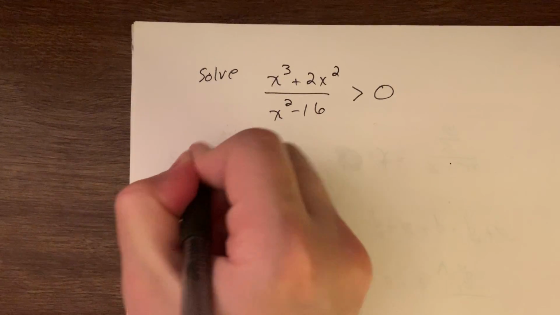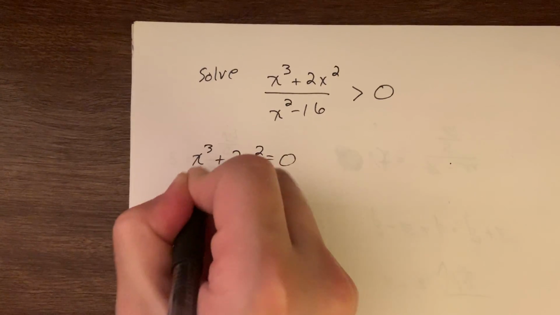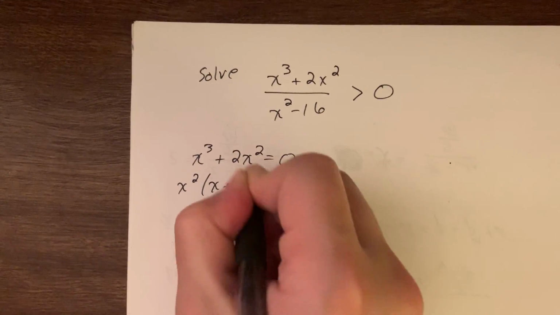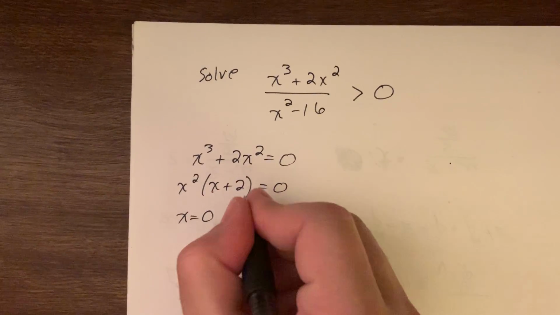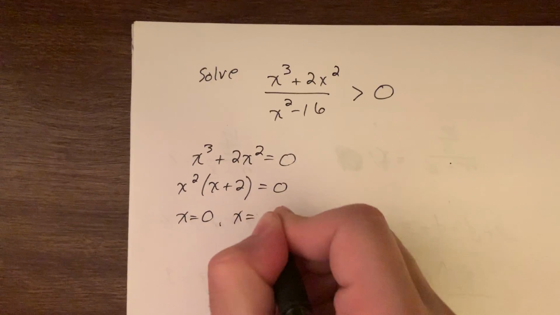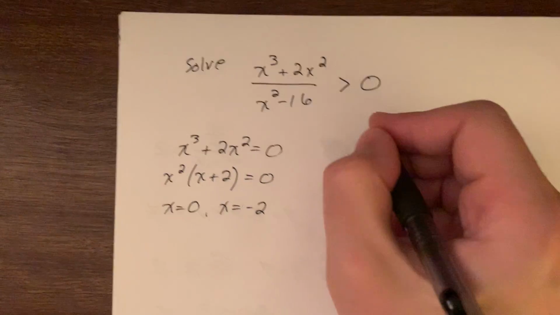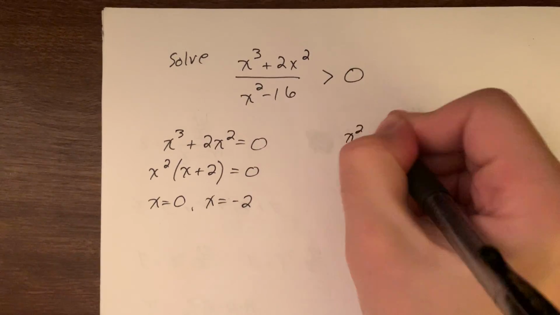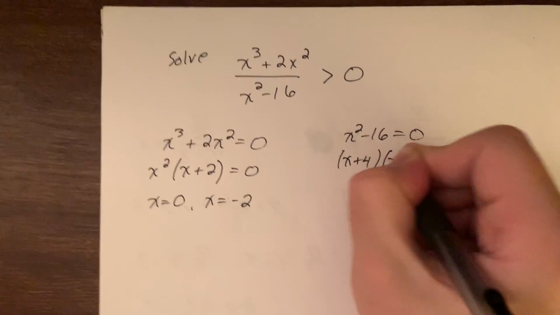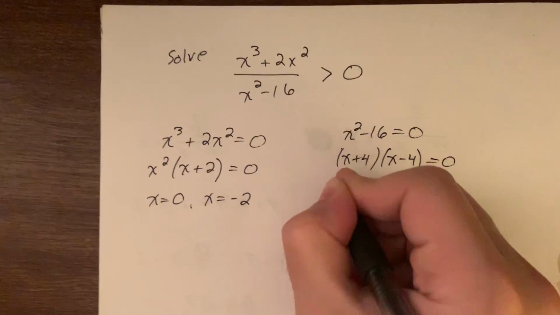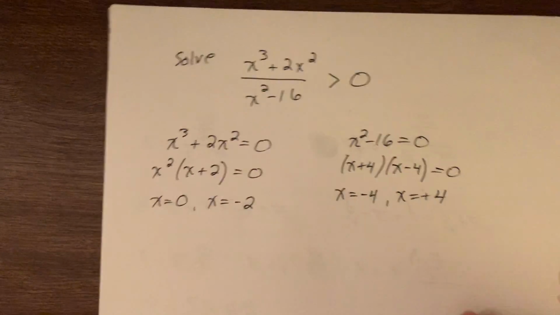So when I set the top equal to 0, x squared would factor out, x plus 2 left behind. x squared equals 0 would give me a 0, x plus 2 equals 0 would give me x is negative 2. Then I'll do the same thing with the denominator. x squared minus 16 equals 0. Well, that's the difference of squares. So we get x is negative 4 and x is positive 4.